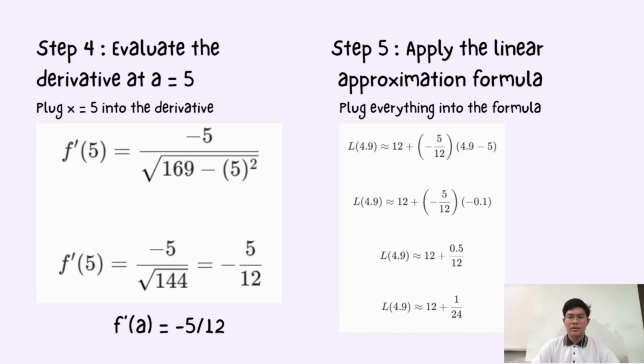Alright, now moving on to step 5. Okay, this one we just need to apply the linear approximation formula. We just need to substitute everything that we found into the formula. Before that, we need to make sure a is equal to 5 and x is equal to 4.9. For f(a), earlier we got 12, and for f prime(a), we got negative 5 over 12. So just substitute it as usual. We complete it one by one, and then we will get 12 plus 1 over 24.